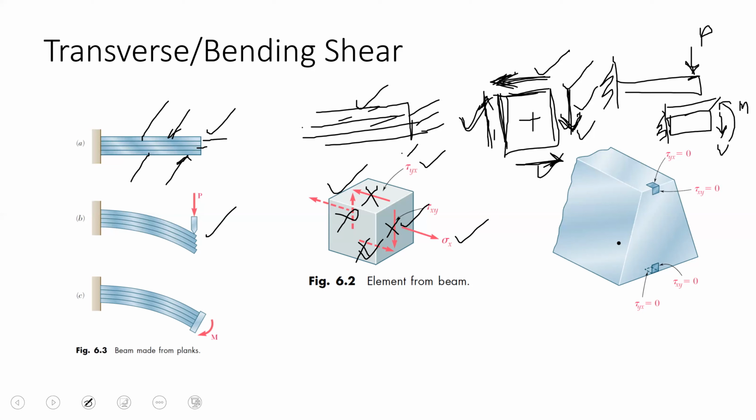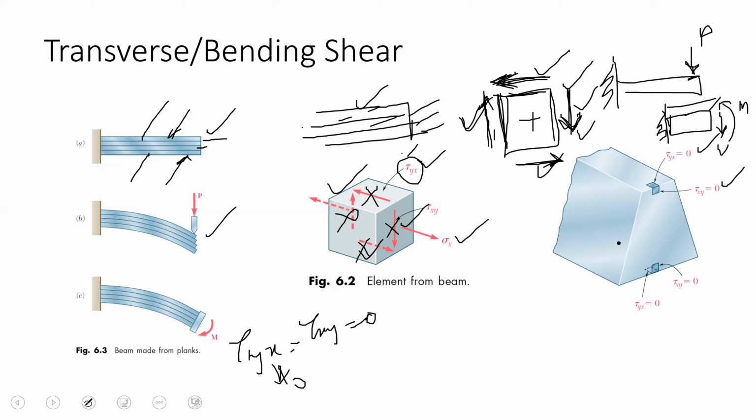When this is 0, right, when tau yx is equal to 0, we know tau yx equals tau xy, this is chapter 2, so tau xy will equal 0. Right? So physically there will be no constraint, there will be no shear stress on this one, right?